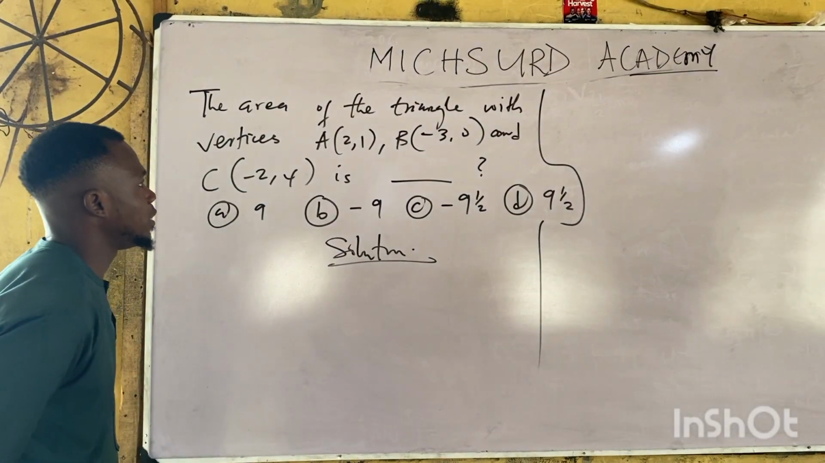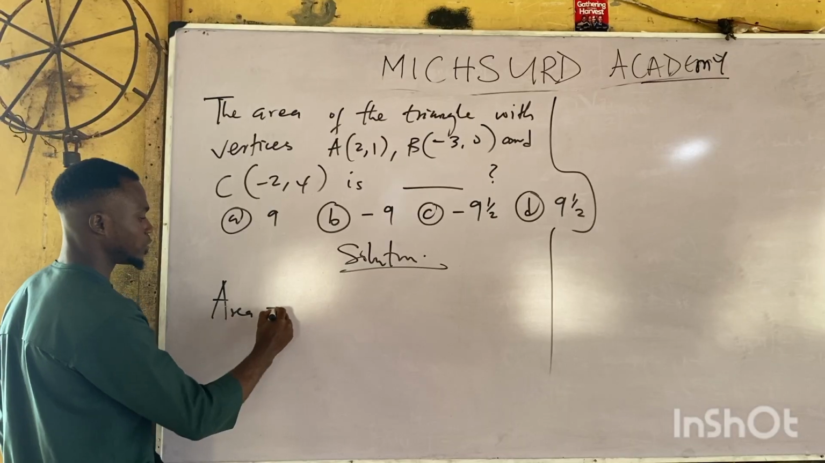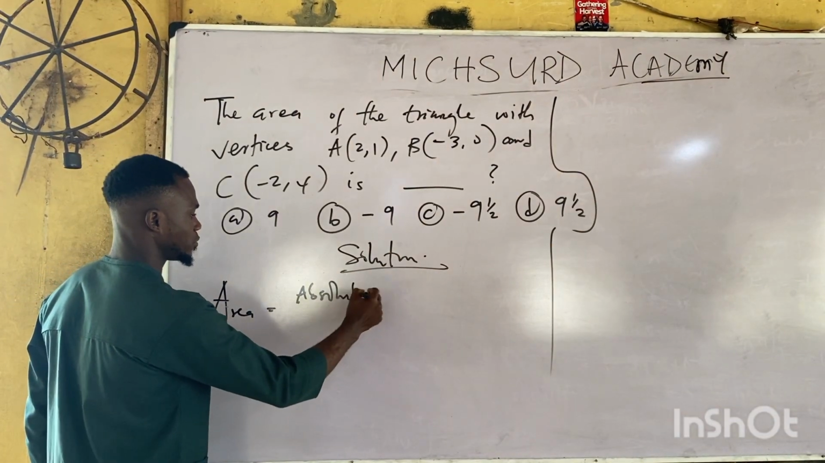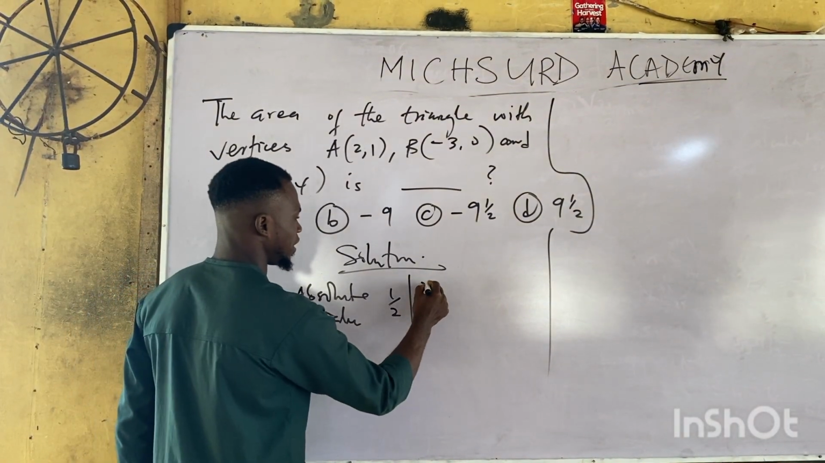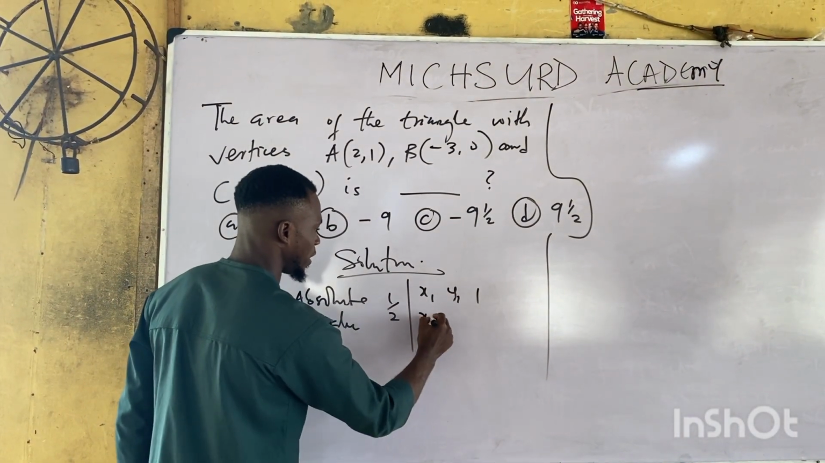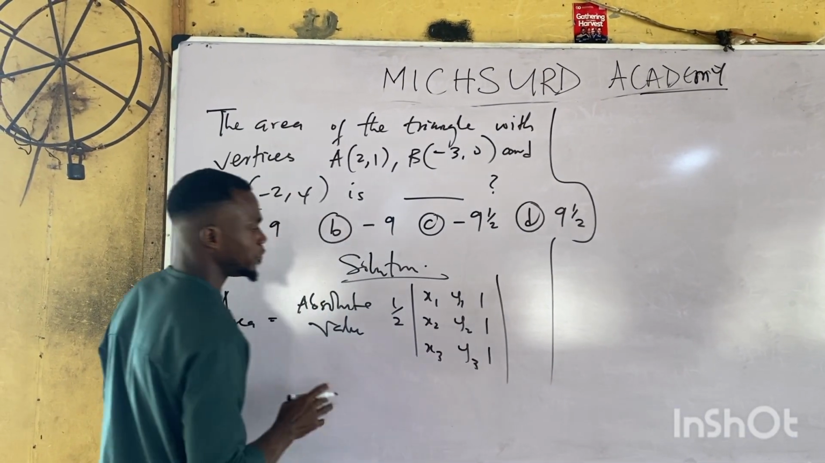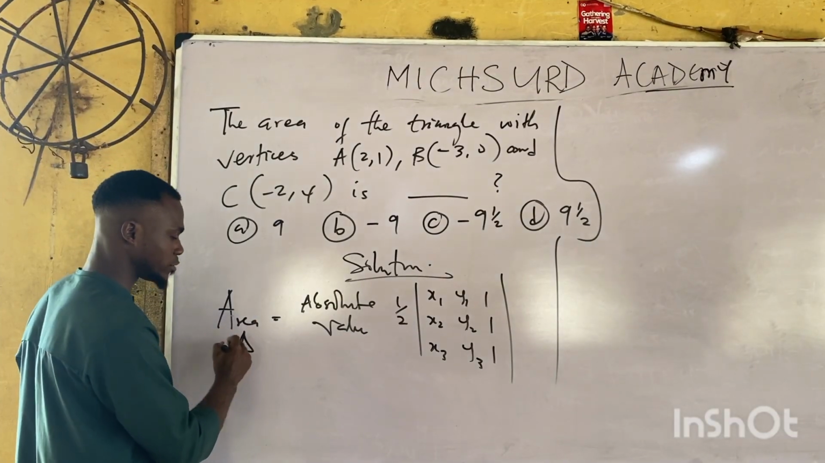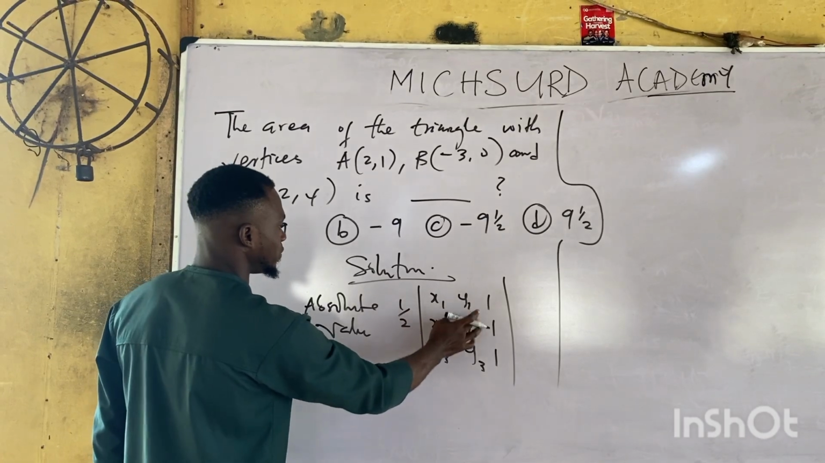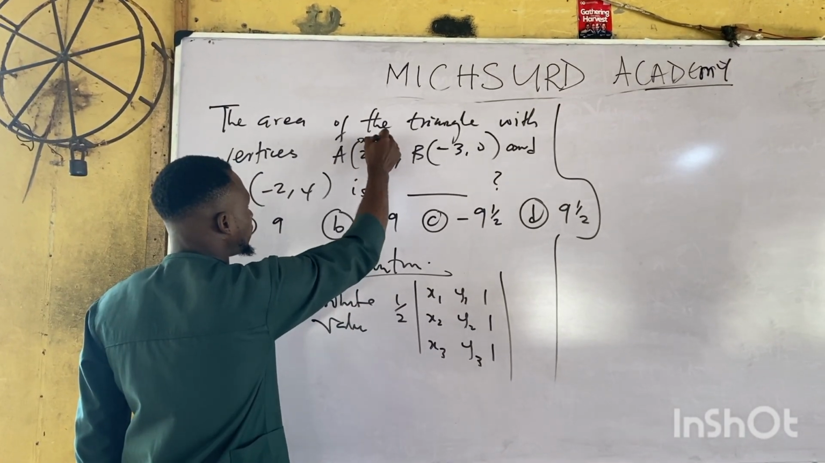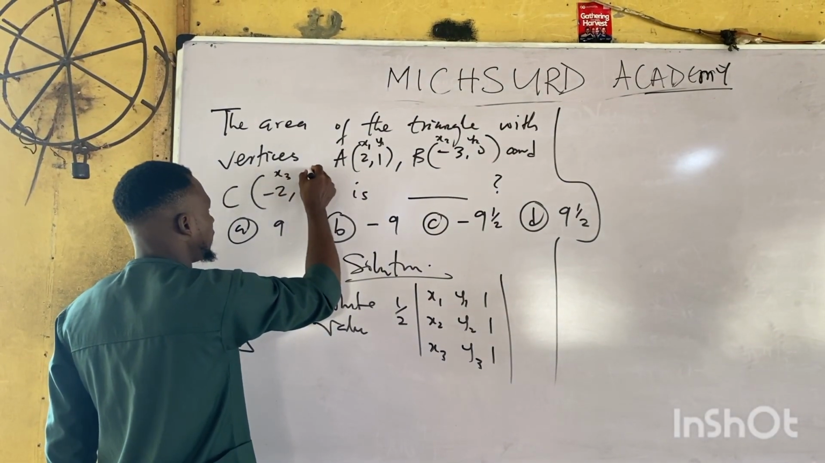So how can we get the area of a triangle? We use this formula. Area of a triangle is equal to the absolute value of 1 over 2 of the determinant x1, y1, 1, x2, y2, 1, x3, y3, 1. So with this, we can calculate the area of the triangle. So now we first of all locate the different points. So these are x1, y1, these are x2, y2, these are x3, y3.